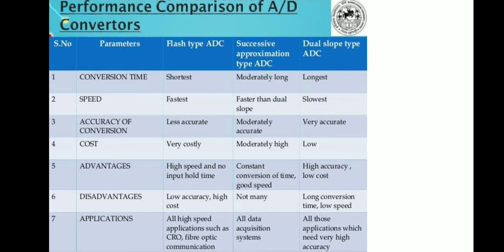So we can see the comparison between the different types of ADCs: flash ADCs, successive approximation type ADCs, and dual slope ADCs. Here we see that the speed of the flash ADC is very much greater than the other types of ADCs.